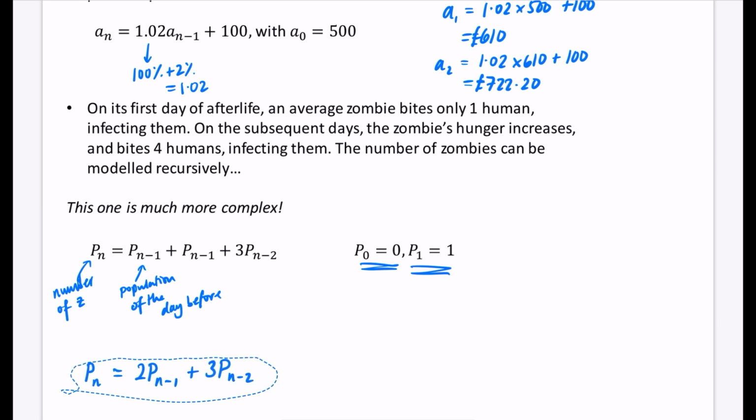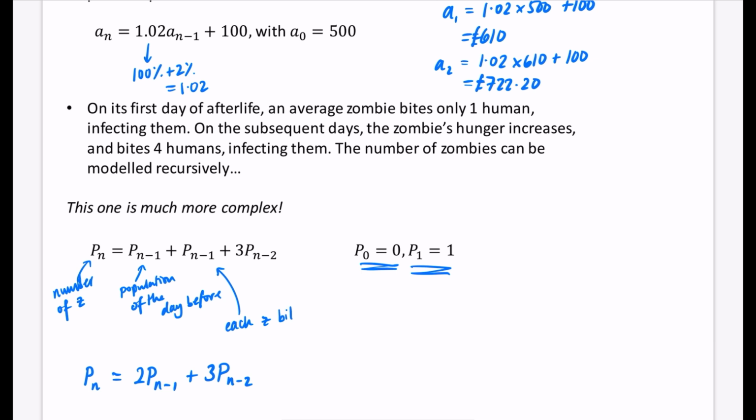But we're going to try now to increase that population. Now, this part is because each zombie bites one human. I've only said that for that whole population of the day before, because every single zombie, whether it's their first day dead or their second day dead, is biting one or more than one human. So that's why I've got this part here.